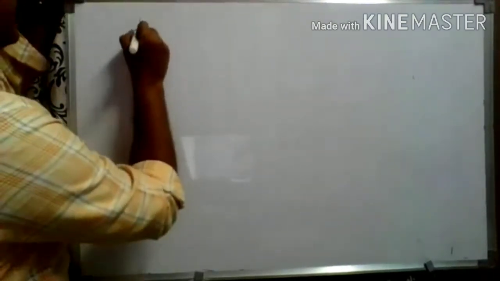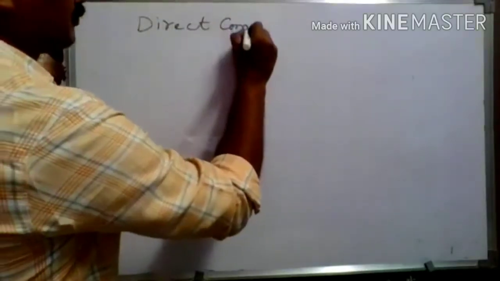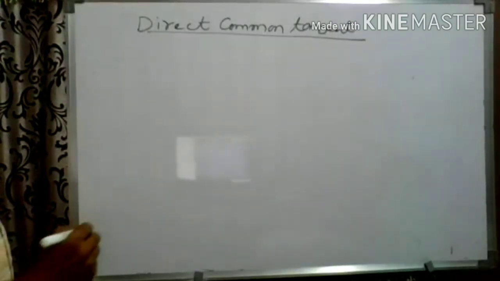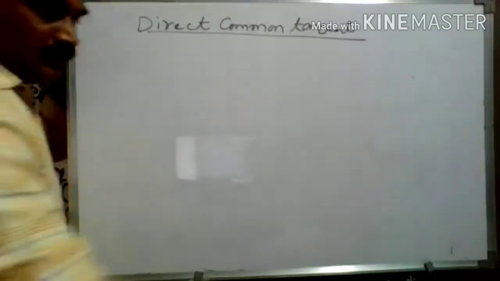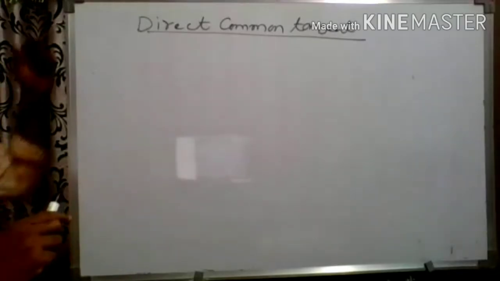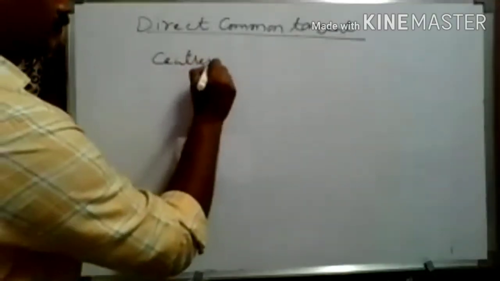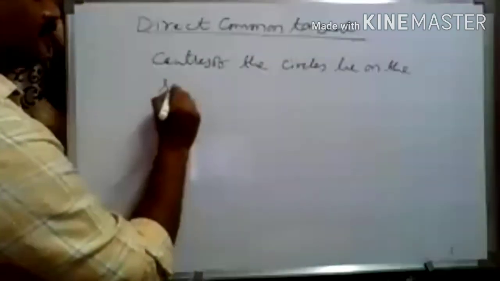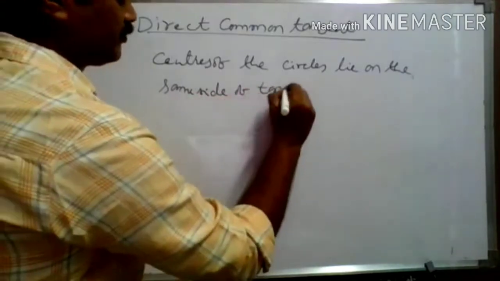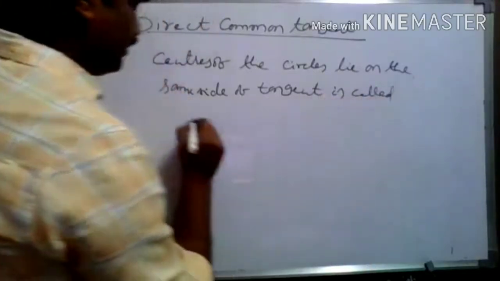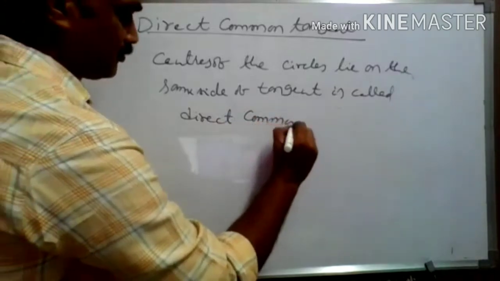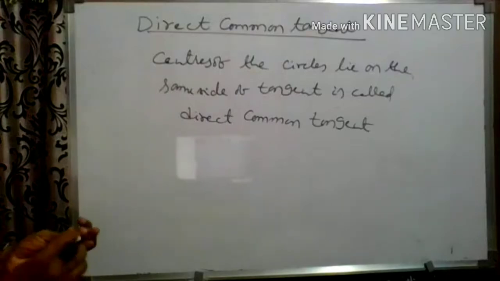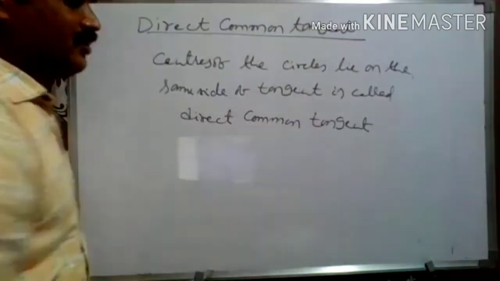Common tangent. Direct common tangents. Students, direct common tangents are important, an important problem. Centers of the circles lie on the same side of the tangent is called a direct common tangent.